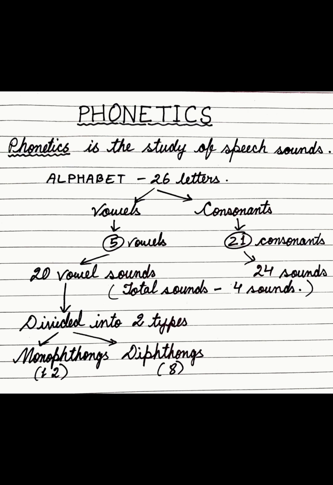What are vowels and consonants? And what are monophthongs and diphthongs? Today, we are going to understand all these basic concepts step by step using this simple chart. So, let's begin. First, look at the heading.